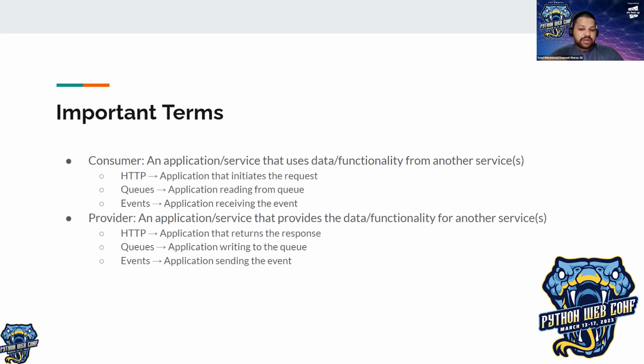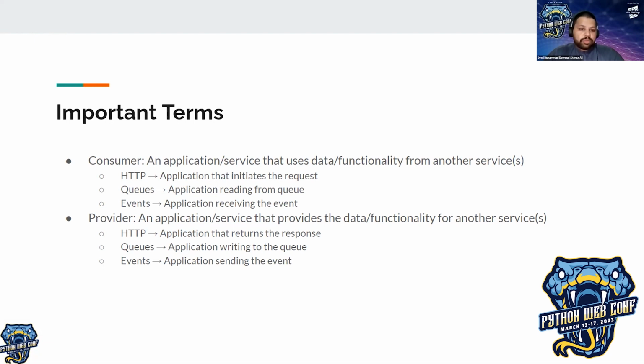Provider is on the opposite side of the spectrum. It's the application or service that provides the data or functionality for another service to consume. So for HTTP, it's the application that returns the response. In queues and events, it is the application writing to the queue or sending the event.